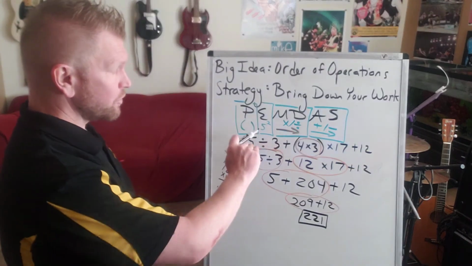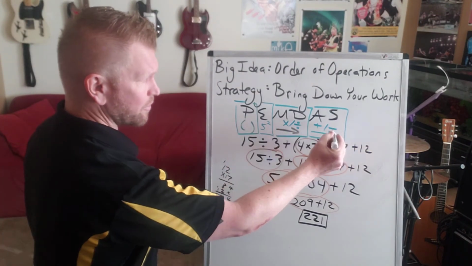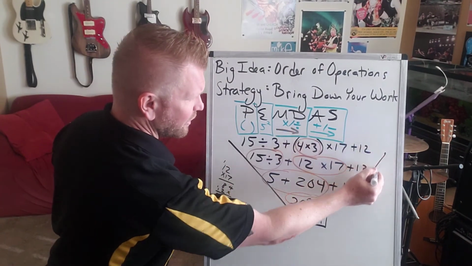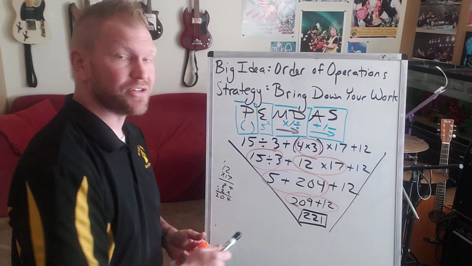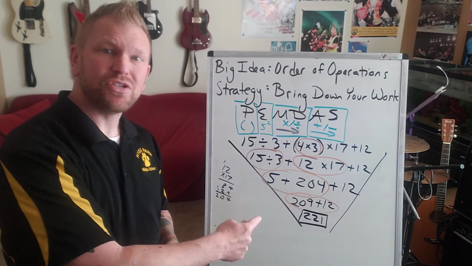So notice that you bring the work down step by step using this order of operations. It kind of looks like a triangle as it comes down to get shorter and shorter and shorter until it's simplified down to the answer. There you go. Order of operations, 221.